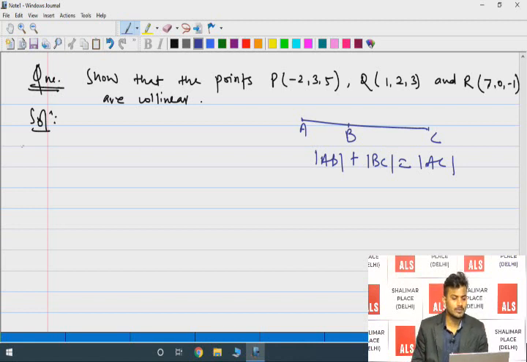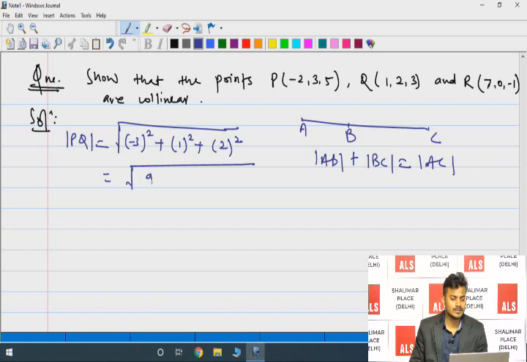Okay, let's find out this one. PQ. What is PQ? PQ is minus 2 minus 1 whole square, 3 minus 2 whole square, 1 whole square, 5 minus 3, just 2 whole square. What is the answer? This is 9 plus 1 plus 4.